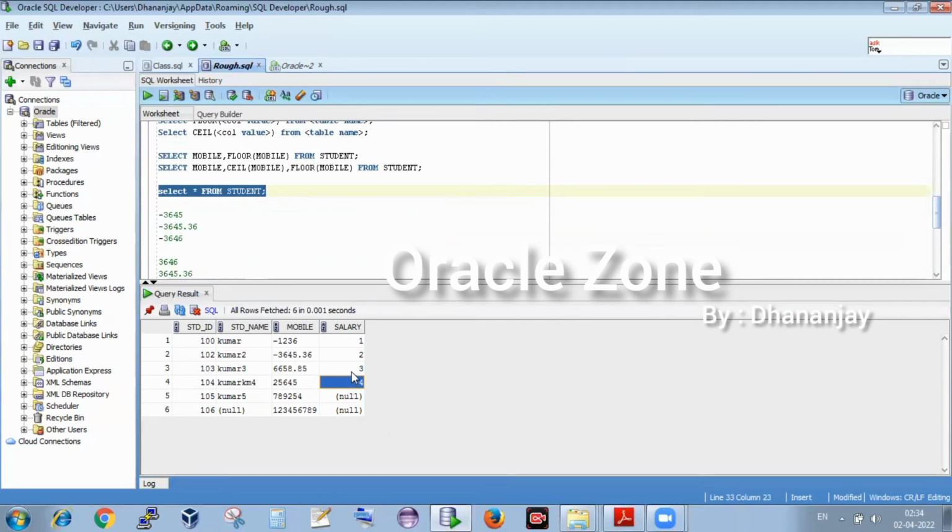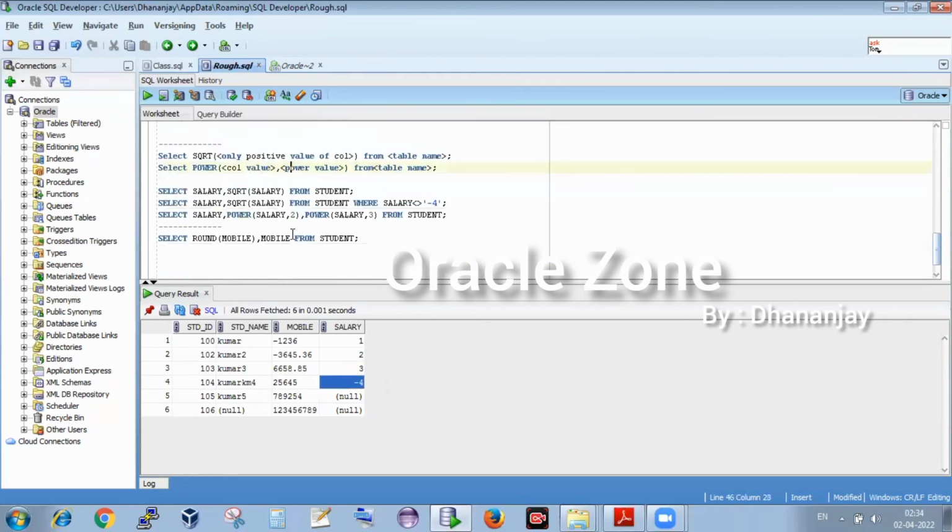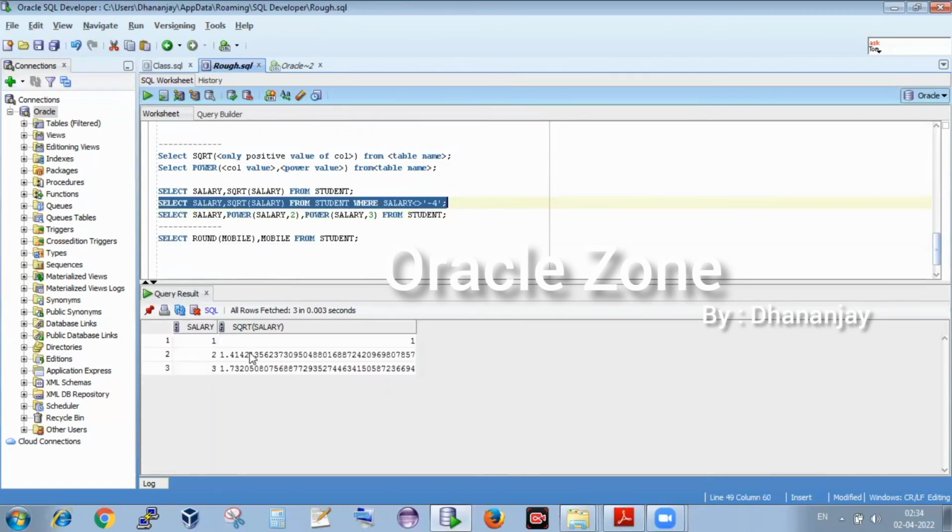Okay. So let's exclude this one and just perform the operation with 1, 2, 3. So to exclude this one, what you need to put? You need to write the where condition here. Select salary from student where salary is not equal to minus 4. So if I write this query, only 3 outputs I will get, on these 3 values I'm performing the square root operation. Okay, so let's execute it. So these are the square root values, for the 1, for the 2, and for the 3.